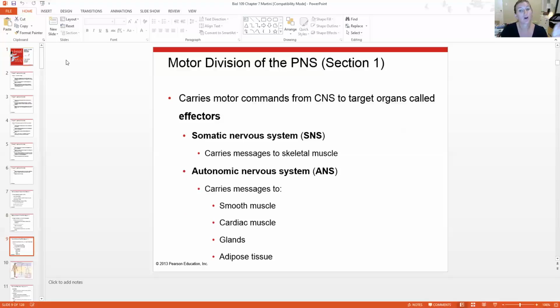Then you also have the autonomic nervous system, or ANS. This is all of the information that we're not aware of, all of those motor commands, like our smooth muscle tissue, for instance, our intestines.